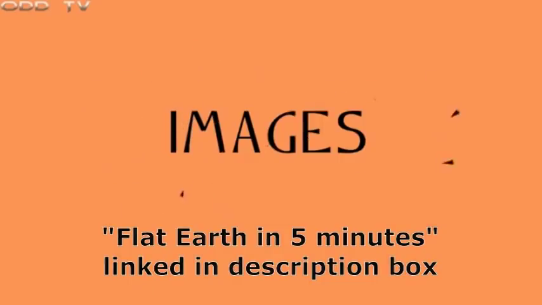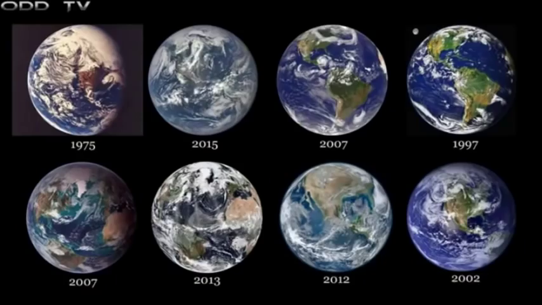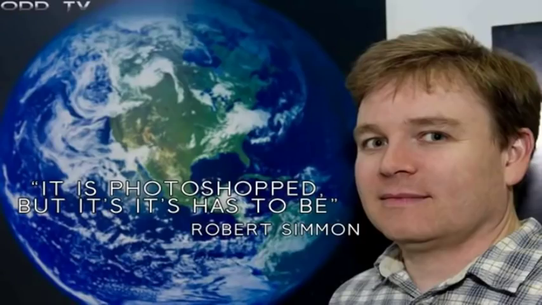We have zero authentic pictures of the Earth, they're all composites, and NASA even admits that they Photoshop Earth images. It is Photoshopped, but it has to be. Okay, here we go again. Everything's fake, right? Let's start with a little bit of history of photography from space.